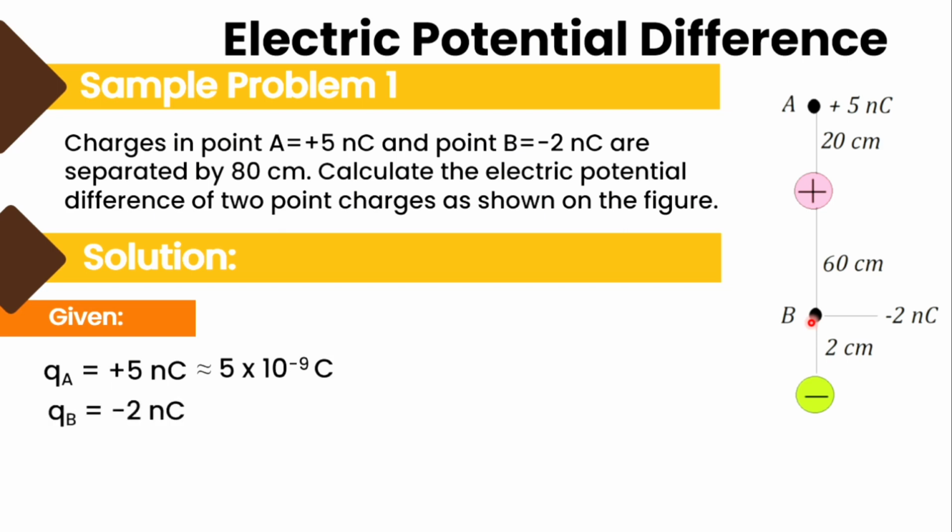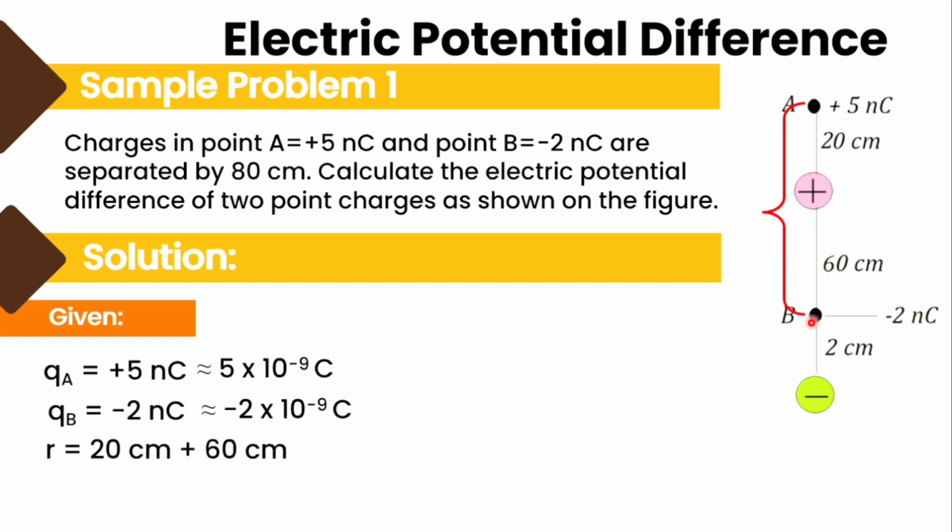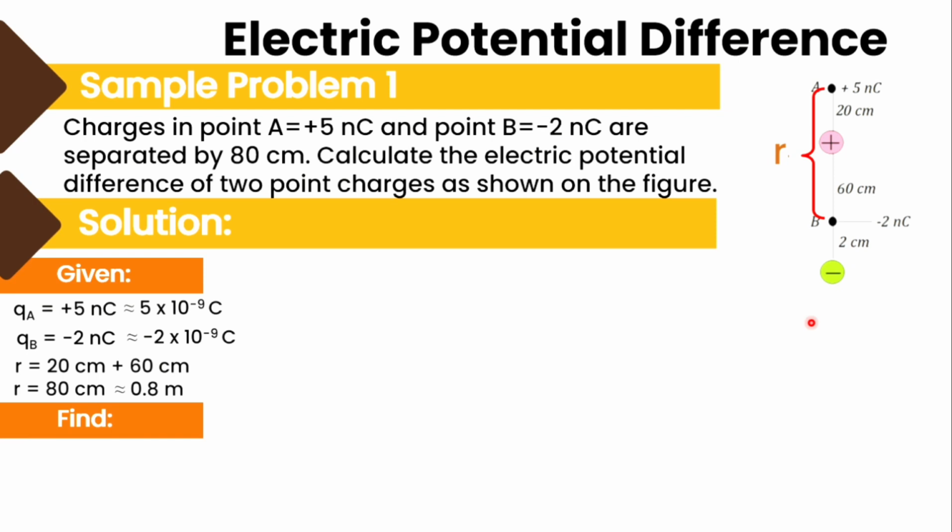Now, we have a charge at point B that is equal to negative 2 nanocoulomb. That is also equivalent to negative 2 times 10 raised to negative 9 coulomb. What else? We have a distance from point A to point B which is equal to 20 centimeters plus 60 centimeters. That will give us 80 centimeters, and that is equivalent to 0.8 meters. Now, we have all the given values.